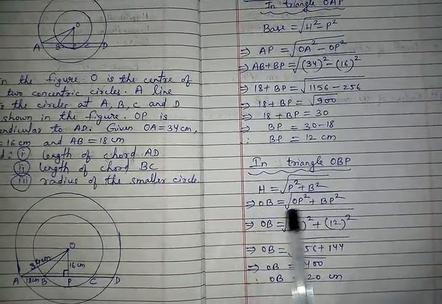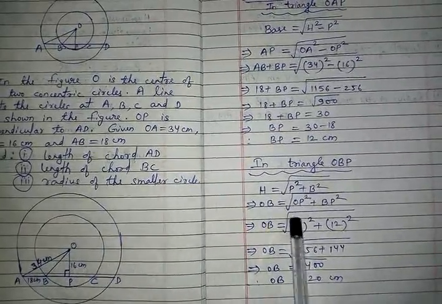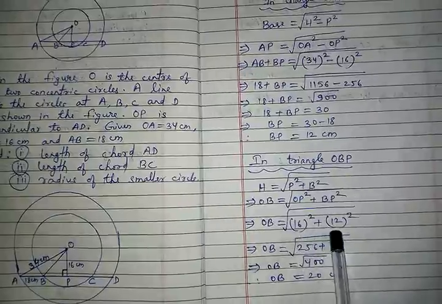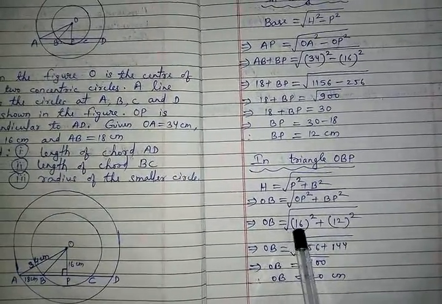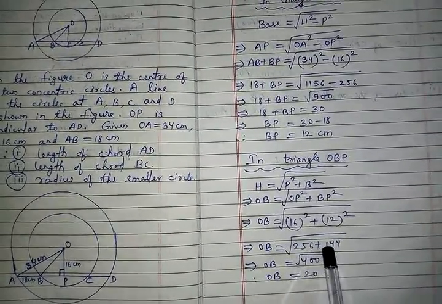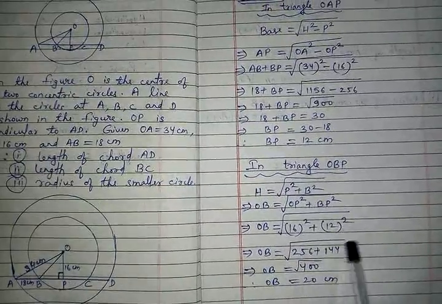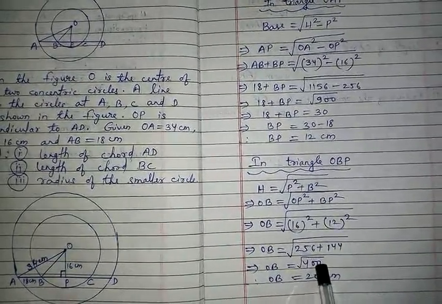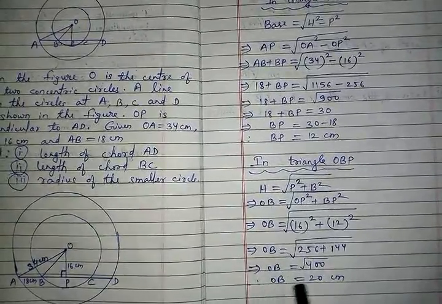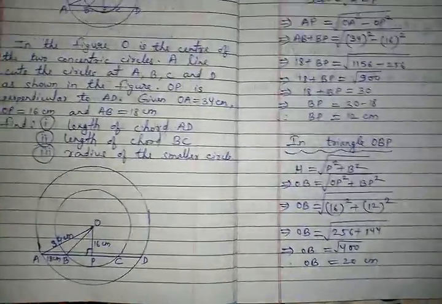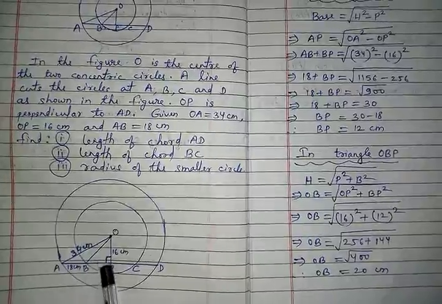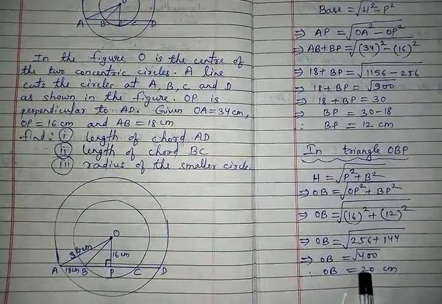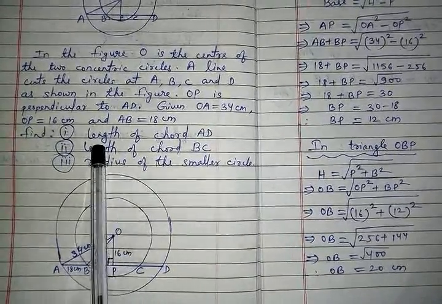OB is same OB, OP as you all know it is 16, 16 square plus just now BP value we have got as 12, so 12 square. So 16 square is 256 plus 12 square is 144. If we add it is root 400, so OB is 20 because root 400 is 20. So OB is 20 centimeter. So just now we came to know BP is 12 and OB is 20. So now all the answers will come.